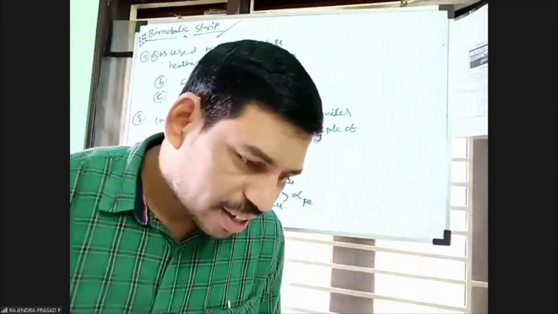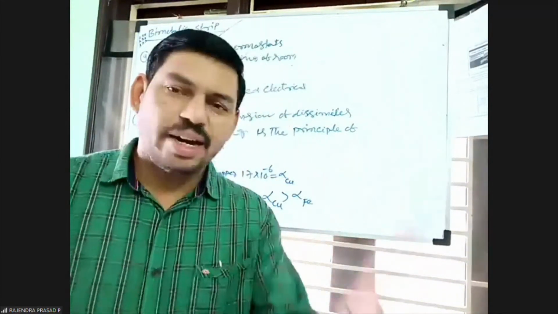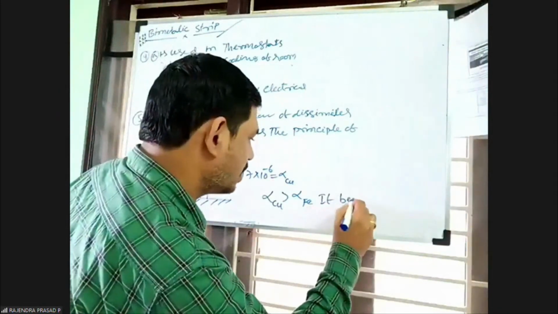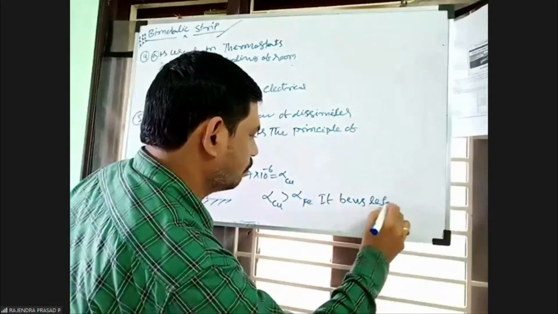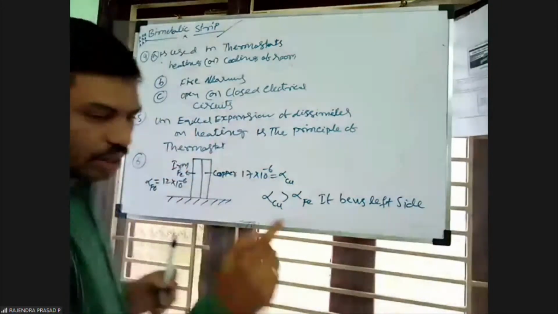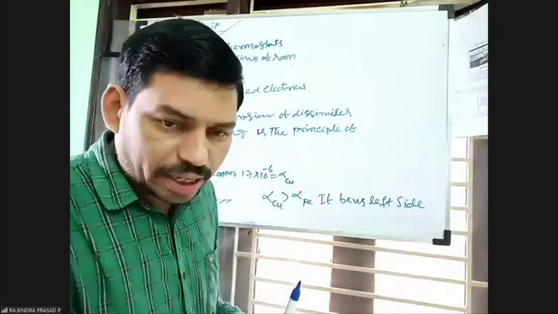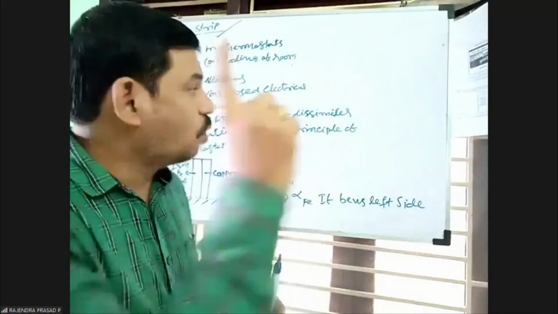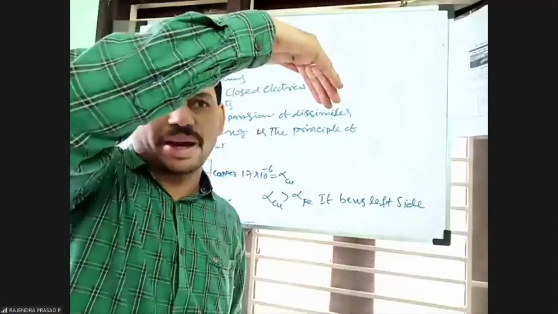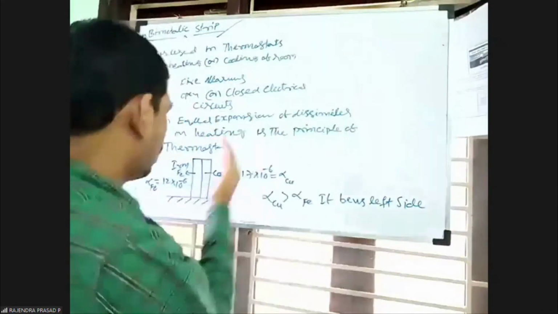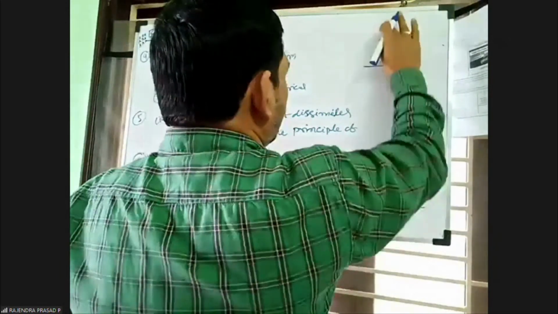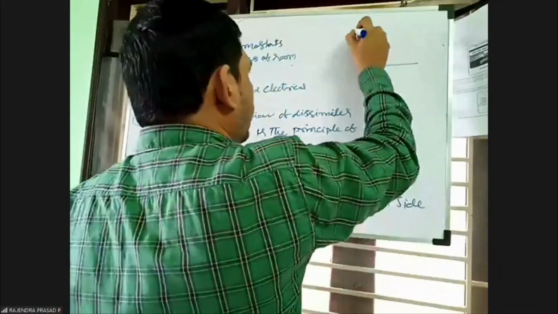It bends left. Left side. Why? More expansion. So on heating, the outer side has more expansion. The outer side is more expansion. For example, this is the bending.